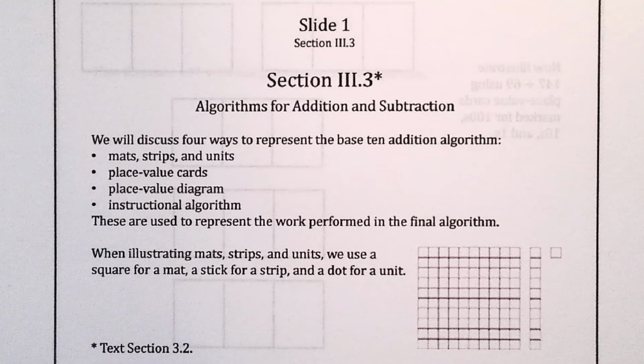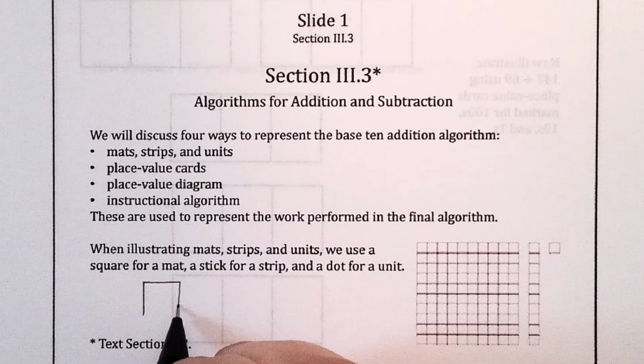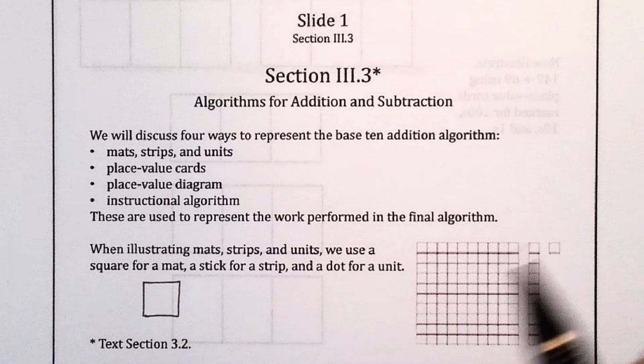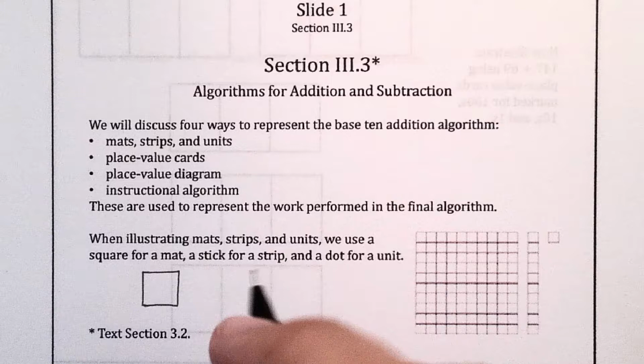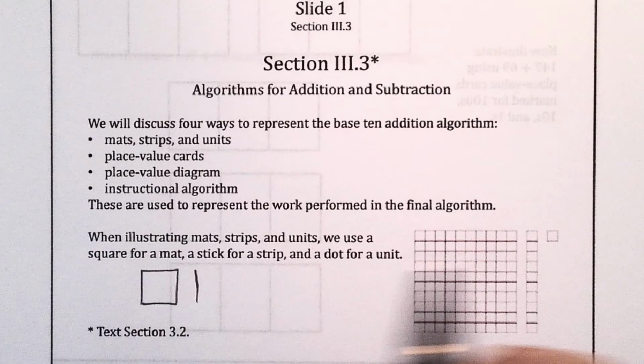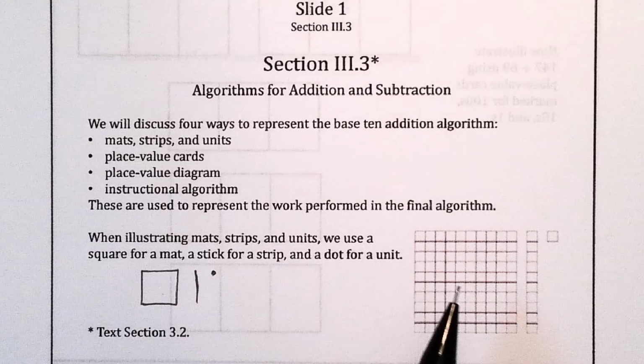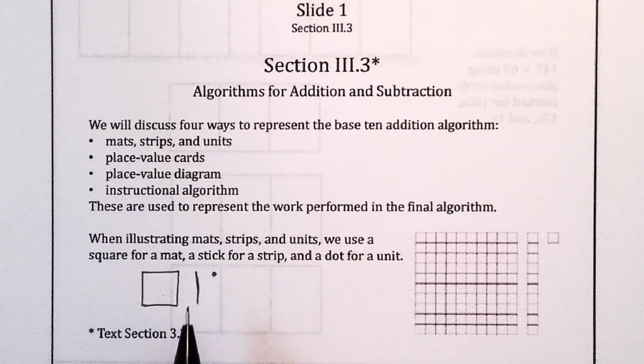For simplicity, when we want to illustrate math strips and units, like I have drawn here, instead of drawing the whole 10 by 10 mat every time, we're just going to use a square. And instead of drawing the 1 by 10 strip every time, we're just going to use a stick. And for the little unit, we're just going to use a dot. The square represents the mat, the stick represents the strip, the dot represents the unit. So just keep that in mind as we go through this section.